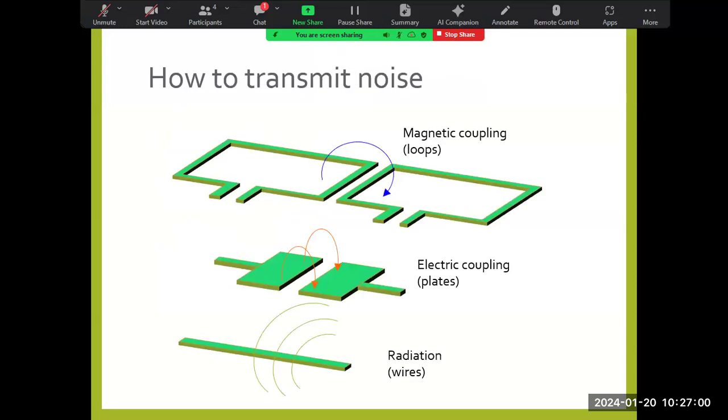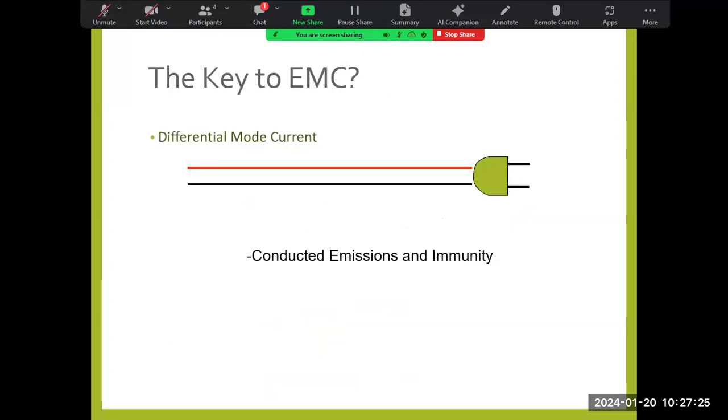We have radiation. So anytime you have loops, you have this circuit board that picks up the, as I type into it, there's loops underneath the whole thing. And it picks up everything. Electrical coupling, that's an antenna. And of course, radiation.